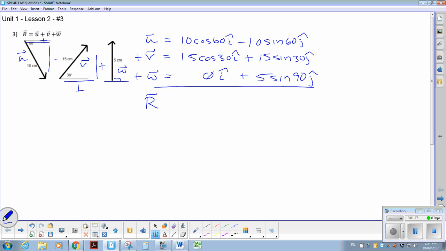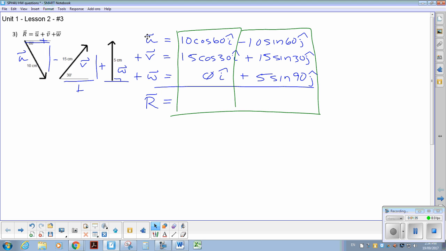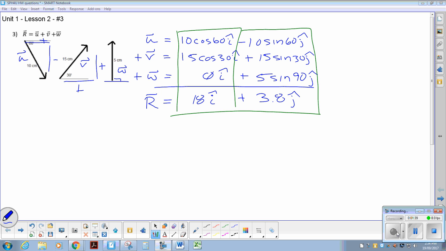And now it's just a matter of summing up our columns and making sure you carry through with your signs, the positives and negatives, because that'll be probably where, if there's a mistake, that's where it's going to happen. So we'll add those columns up. So when I add my columns up, that is what values I get. I get 18i plus 3.8j.